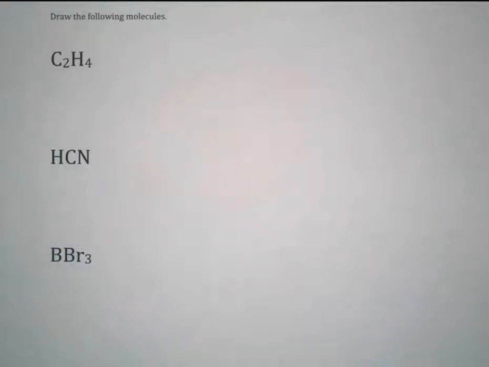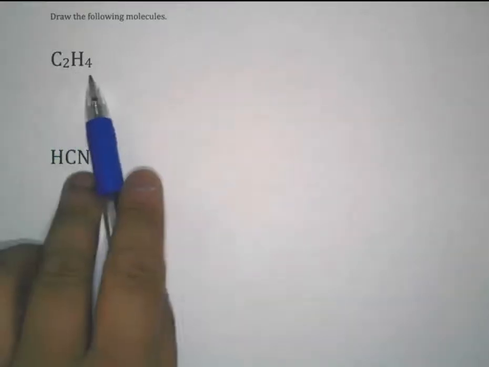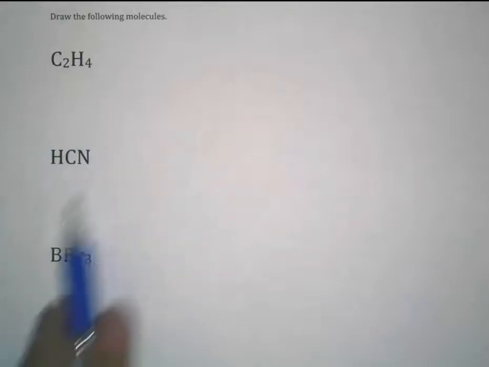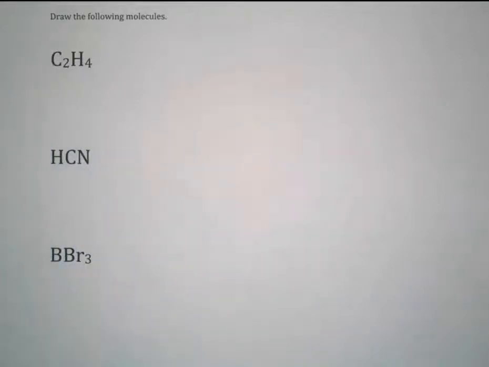Hi everyone, we're going to learn how to draw Lewis dot structures of various compounds. The three molecules are C2H4, HCN, and BBr3.